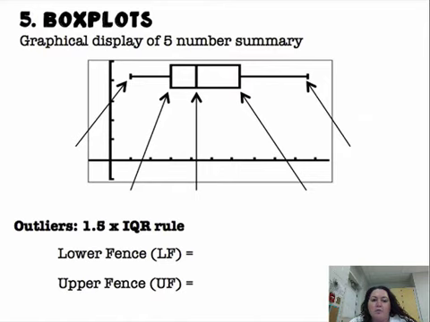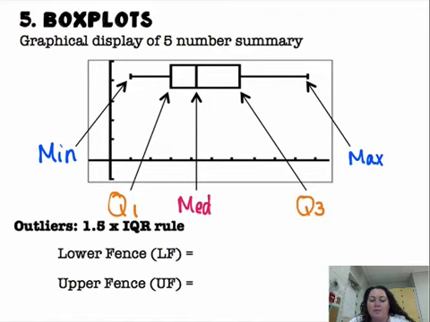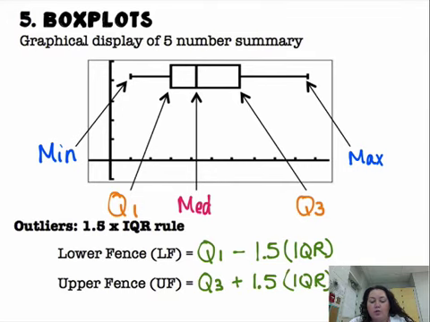All right, box plots. Box plots are a graphical display of that 5-number summary. So we have the minimum, quartile 1, the median, quartile 3, and the maximum. And then for outliers, we have 1.5 times the interquartile range. That's our rule for finding the outliers. So our lower fence, like where you draw the line, anything that falls outside that fence is an outlier. The lower fence is found by quartile 1 minus 1.5 times your interquartile range. The upper fence is Q3 plus 1.5 times your interquartile range.